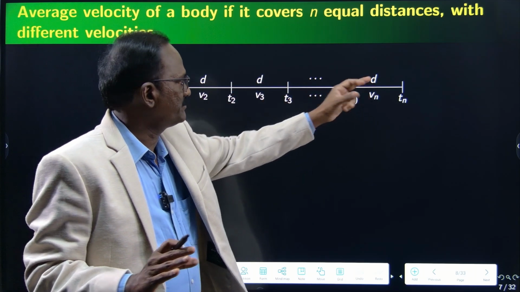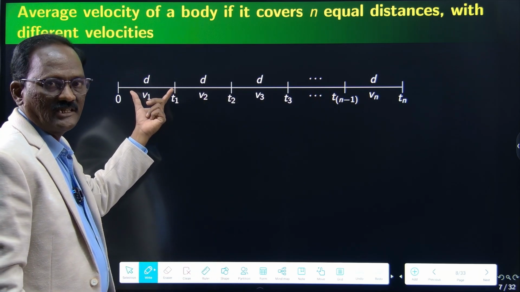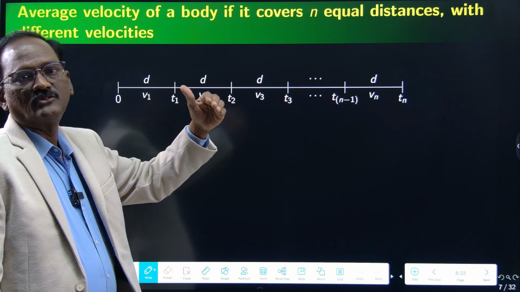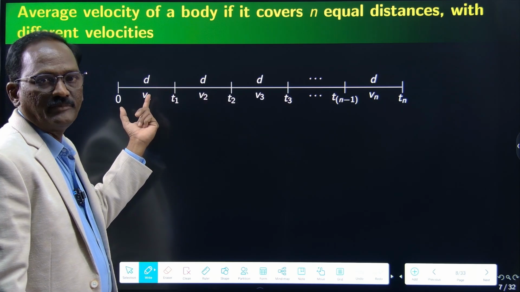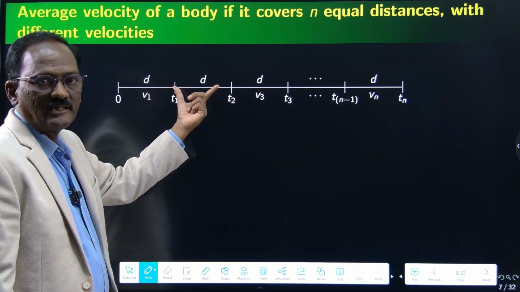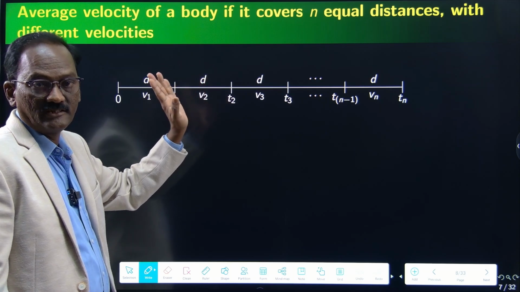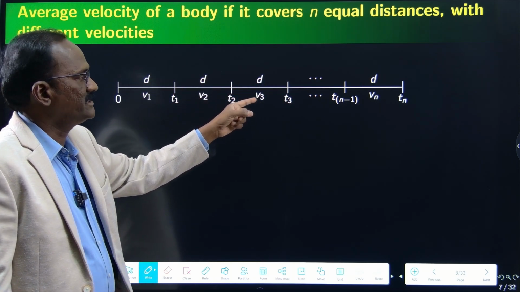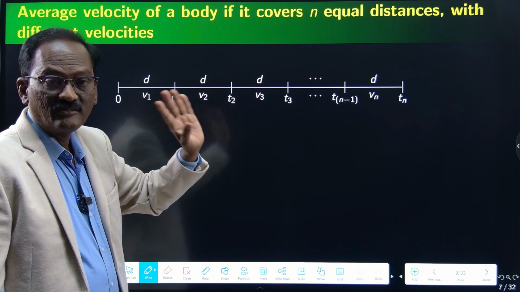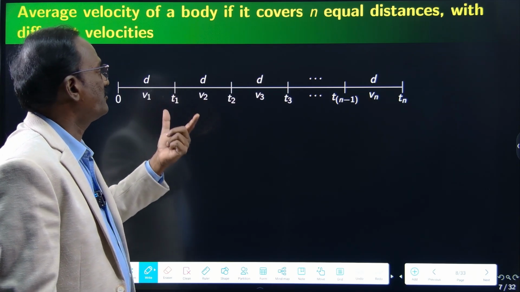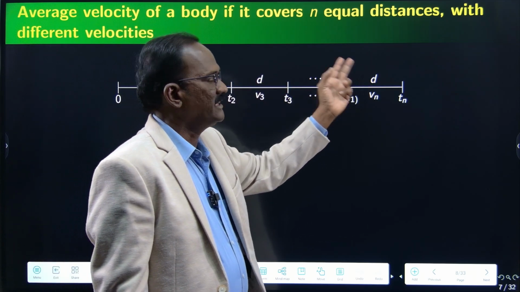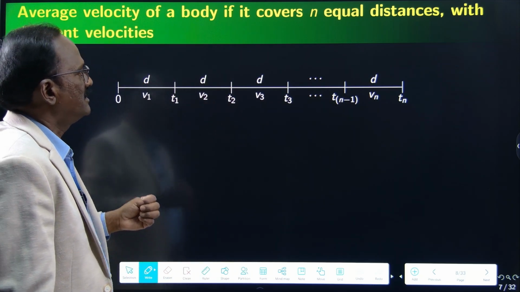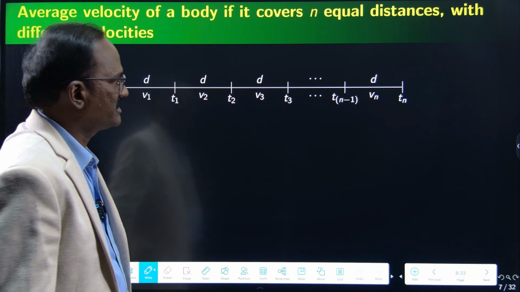Starting place, ending place. Up to this d distance, velocity is v1. A vehicle is going, you assume, with velocity v1 meter per second. Then another equal distance, d. But the velocities are different: v1, v2, v3, different velocities at each place, up to n times the distance, right? So this is what is given. The question is to find the average velocity.